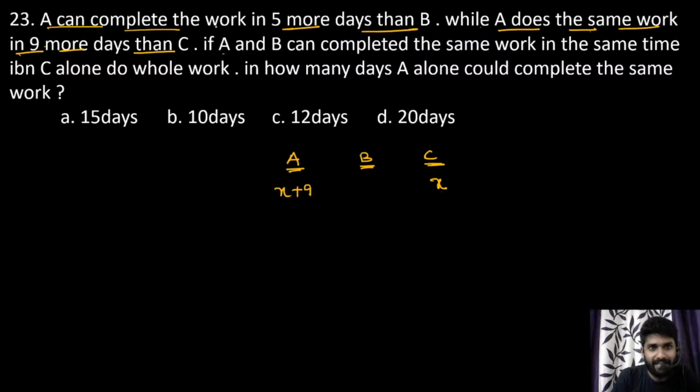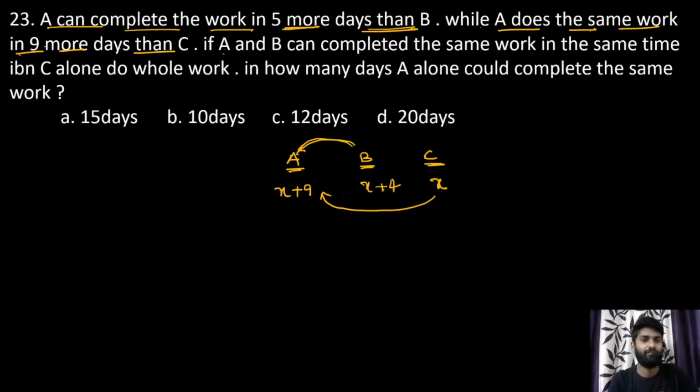Next, read the line: A can complete the work in 5 days more than B. See, A's time is 5 days more than B, so B is 5 days less. That's why the B value becomes X plus 4.